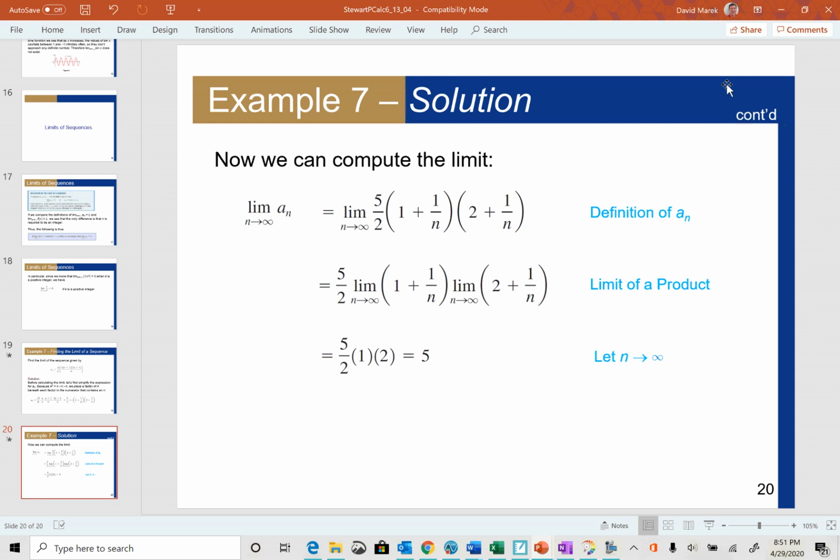And that's it. Okay? So you're looking for these types of problems to simplify it and get that magical 1 over n, and we know the limit as it approaches infinity is going to be 0, making an easy substitution, easy solution.